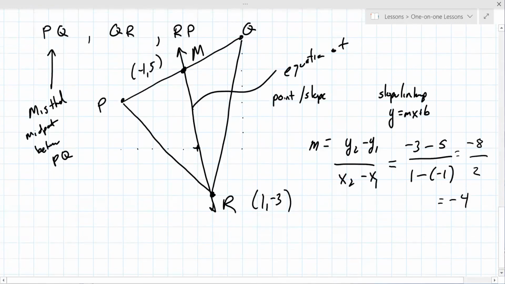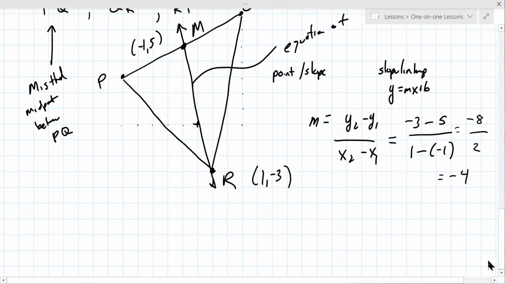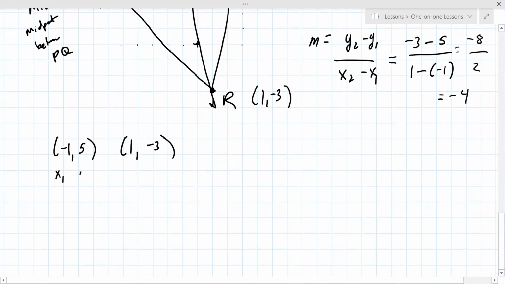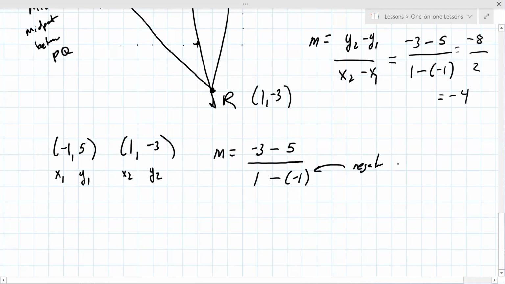Okay, so you could choose negative 1 and 5 to be either one. Let me write them down here because there are really two options. The way that I did it is I chose this to be x1, this to be y1, this to be x2, and this to be y2. And I'm just putting them in the formula. So for y2, I grab -3 minus y1, which is 5, over x2, which is 1, minus x1, which is -1. Whenever it's negative, I put it in parentheses.